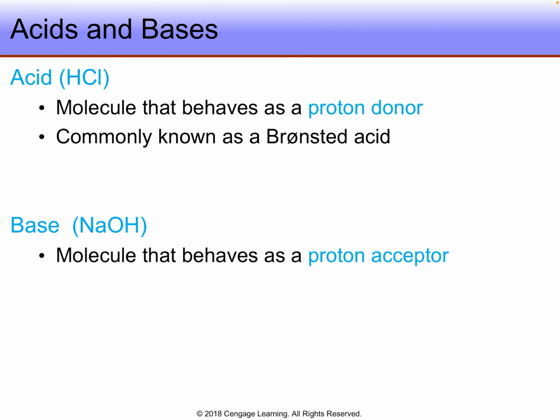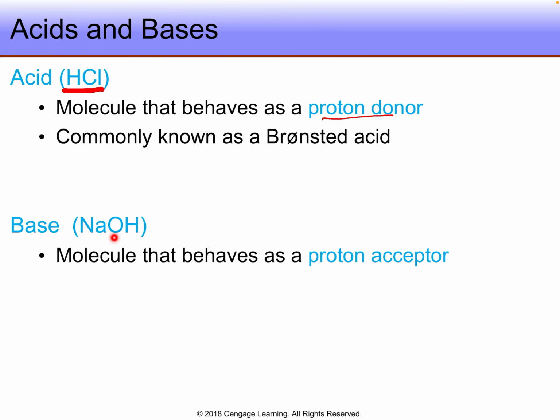Okay, next I'm going to talk about acids and bases. Here's an example of an acid, HCl. And we probably all know at this point that acids are proton donors. These are also known as Bronsted acids. These are proton donors.